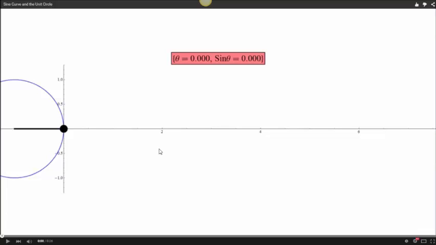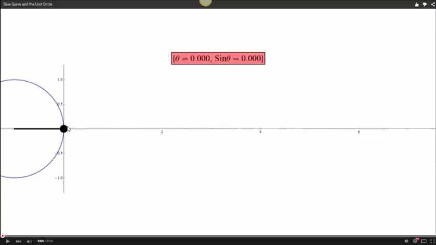So we're starting here at 0, and what we're going to do is move this point around the unit circle, and work out what is sine of x at each of those points, and plot that on this graph. So you'll see what happens as we move around the unit circle.